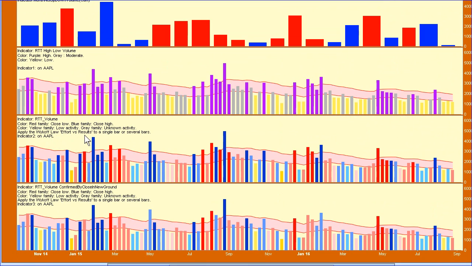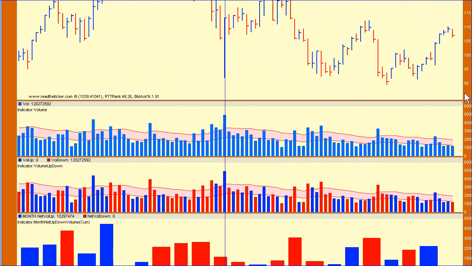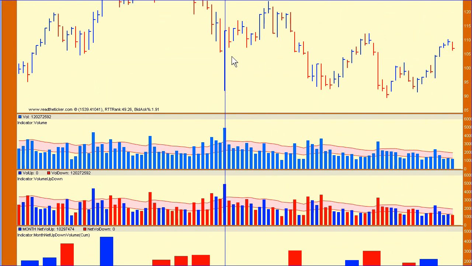Apply the law of effort versus results to a single bar or several bars. What that basically means? I've just grabbed some here. We've got a big blue bar here. Lots of volume. So we've got lots of effort on this down spike here. The results, yeah, it's limited for that sort of volume. But we obviously get a low volume test there, so you would have been pretty excited for a bit of it, wondering what was going on here.